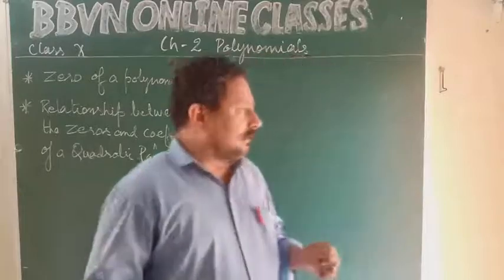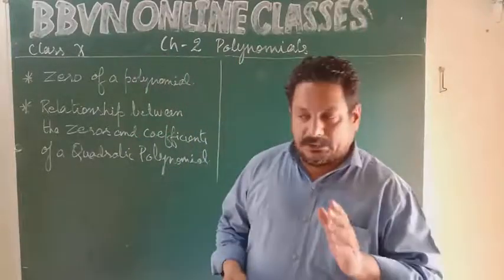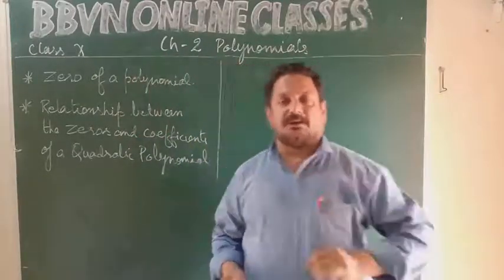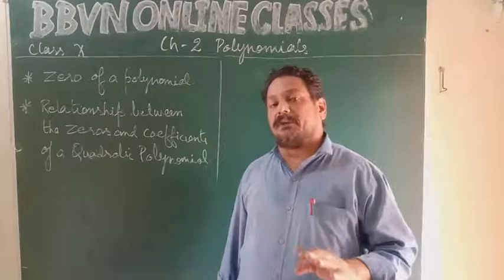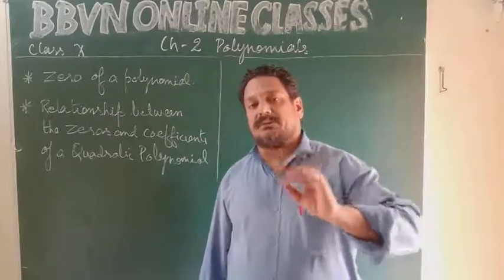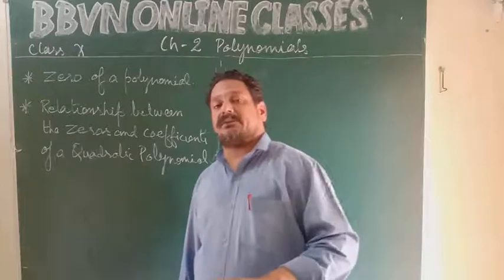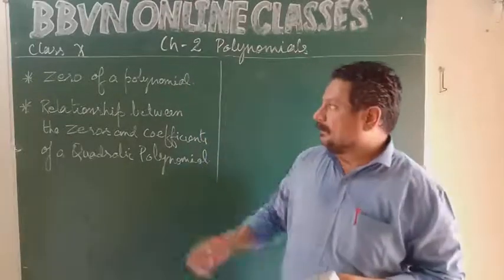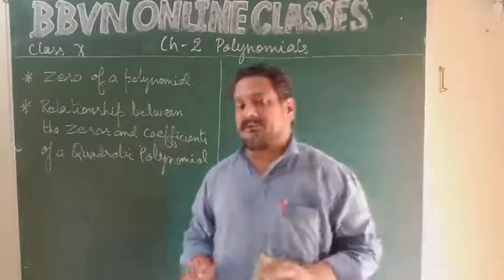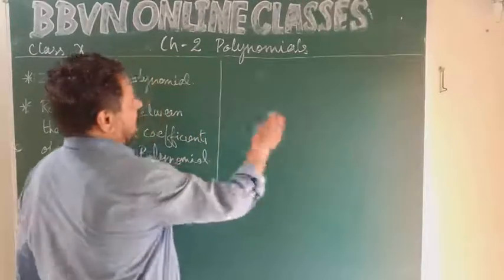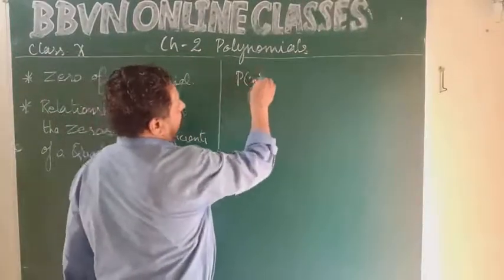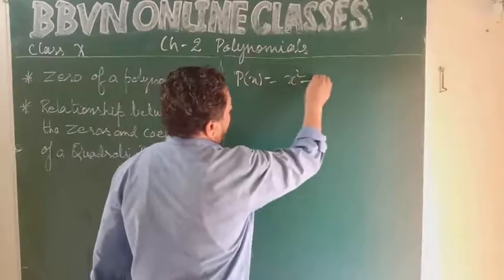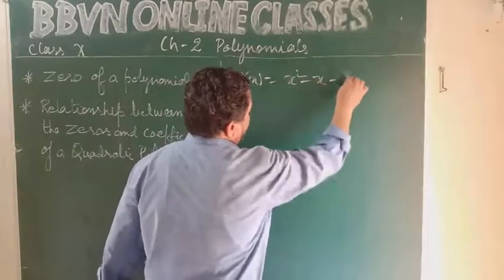So in grade 9 also you have studied polynomials. If you remember, zero of a polynomial, remainder theorem, factor theorem, you have studied all those things. Just recall it. So today we will discuss zero of a polynomial. Say for instance, I have a polynomial p of x equal to x square minus x minus 6.